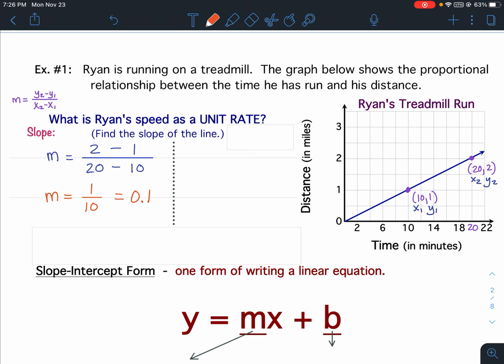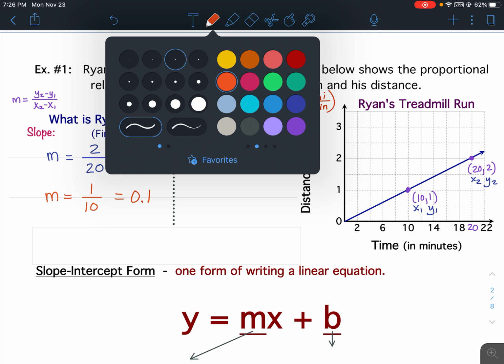The other way we're going to do that is using rate and unit rate. Now remember, when you set up a rate, it is going to be the y value over the x value. It's going to be y over x. When you set up rates, it's going to be y over x. In this particular problem, it's going to be miles over minutes.